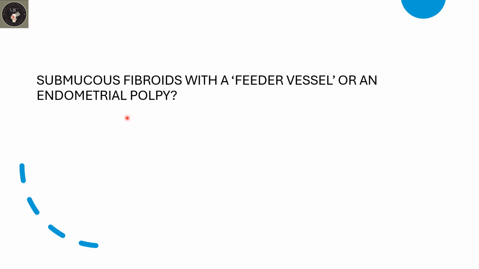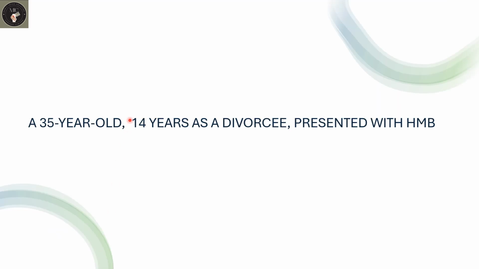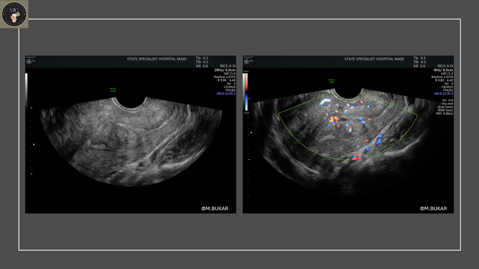Is this a case of a submucous fibroid with a feeder vessel, in inverted commas, or an endometrial polyp? This was seen in a 35-year-old who presented with heavy menstrual bleeding. She's been a divorcee for the last 14 years. These are still images.